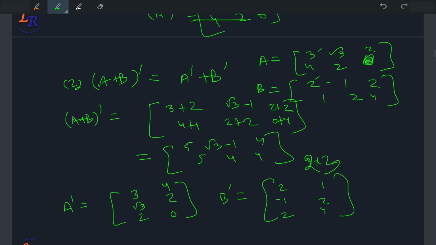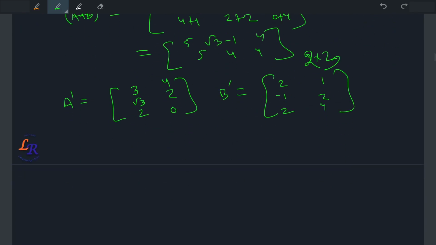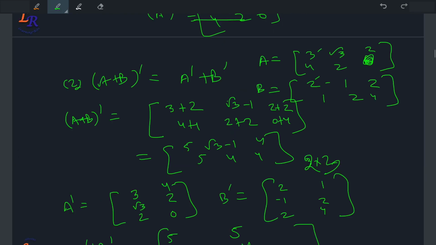Now let's get the value of A dash plus B dash. You just add, and what you get is 3 plus 2 is 5, 4 plus 1 is 5, and then root 3 minus 1 here, 2 plus 2 is 4, here you get 4, and here you get 4.